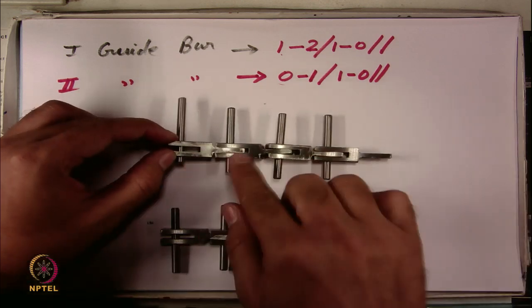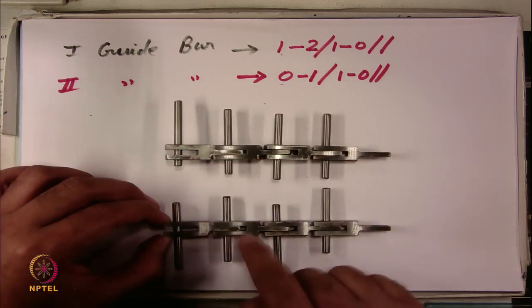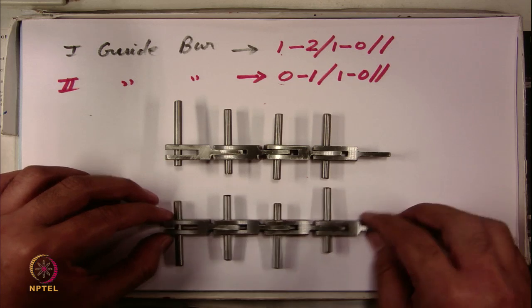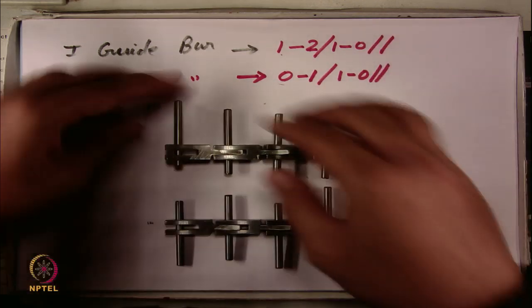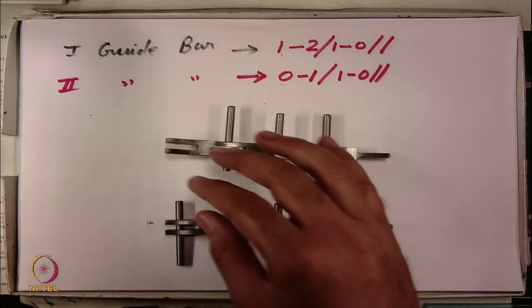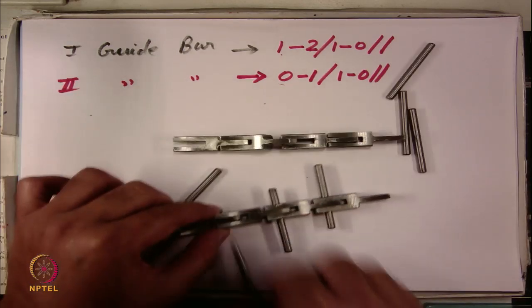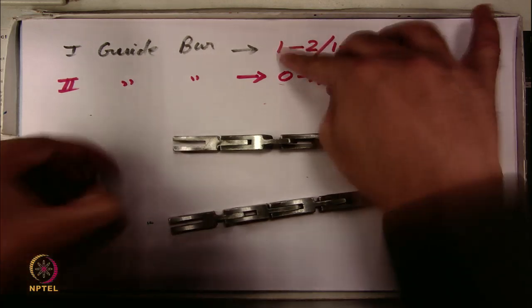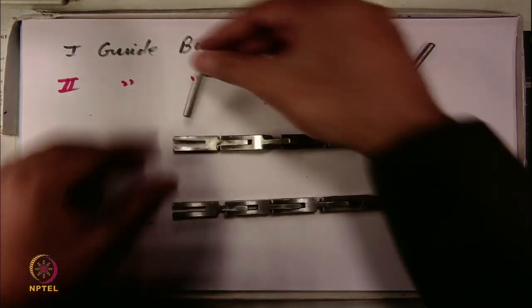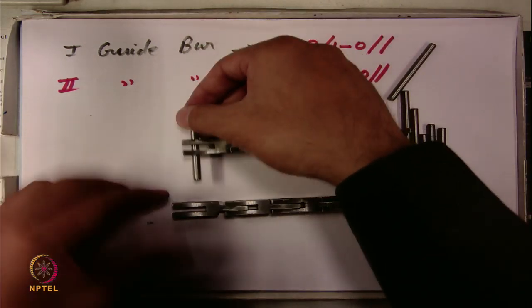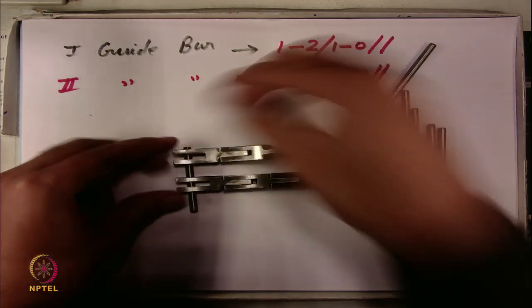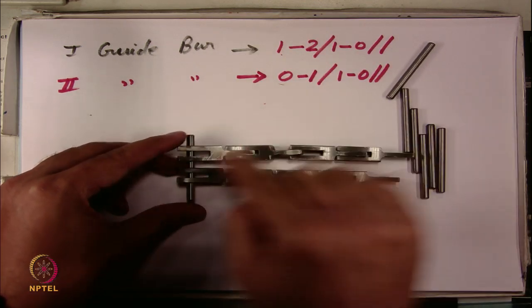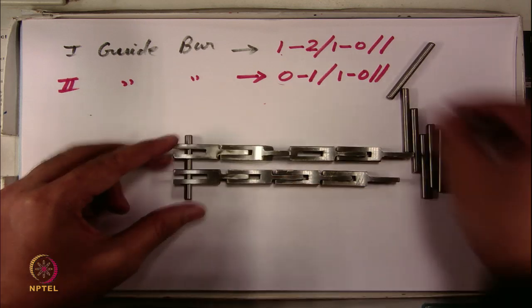Okay. So, 1, 2, 1, 0, and this is 0, 1, 1, 0. The only thing which needs to be carefully followed here is that whenever you are using 1 for the first guide bar, then for the second guide bar you must be using 0. So, this needs to be attached in the same sequence. So, this is for 1, this is 0.